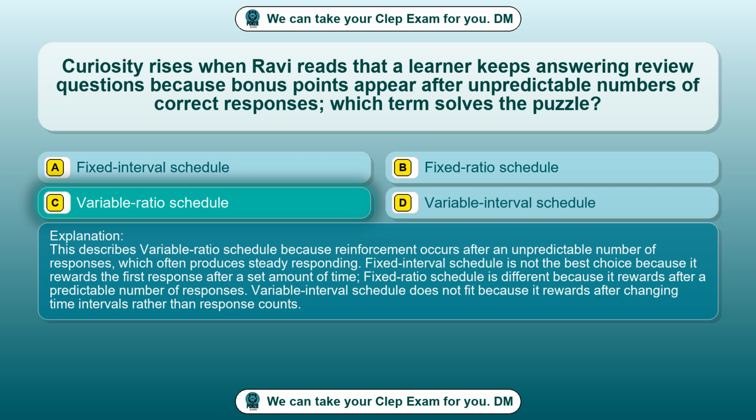This describes variable ratio schedule because reinforcement occurs after an unpredictable number of responses, which often produces steady responding. Fixed interval schedule is not the best choice because it rewards the first response after a set amount of time. Fixed ratio schedule is different because it rewards after a predictable number of responses. Variable interval schedule does not fit because it rewards after changing time intervals rather than response counts.